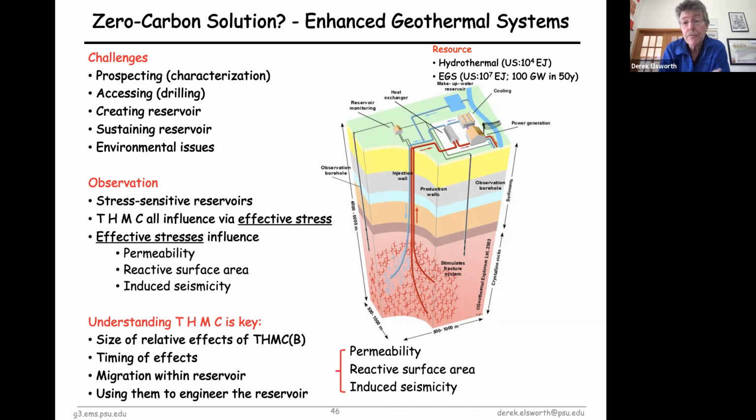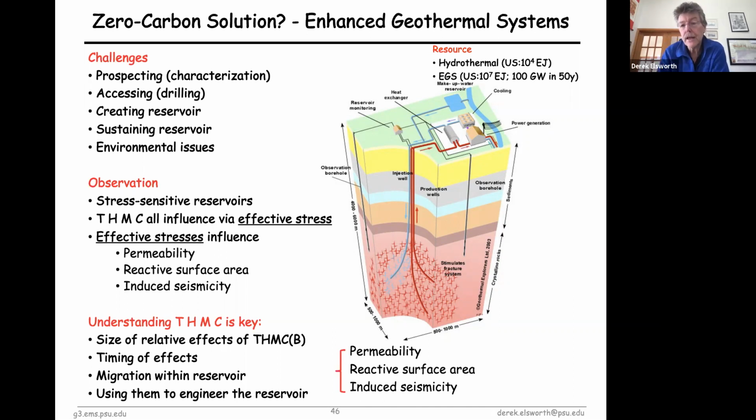And so if you look at the top right of this, EGS, if you look at the reserves of hydrothermal, which would be the Geysers, the reserves are something like 10 to the 4 exajoules. And the US runs on something like 10 to the 2 exajoules per year. So I guess there's 100 years' worth of hydrothermal reserves available in the US. But the EGS reserves are huge. The question is whether you can actually tap them or not.